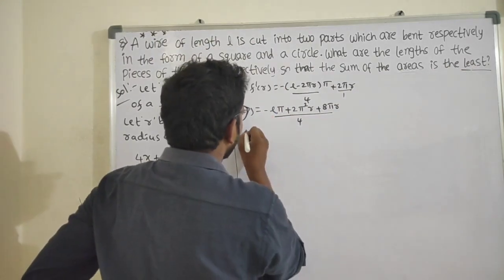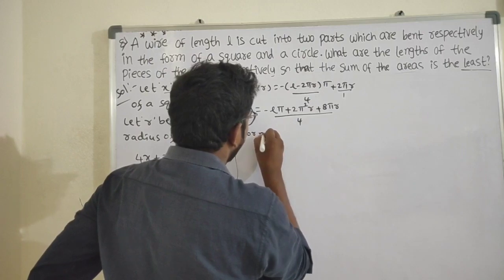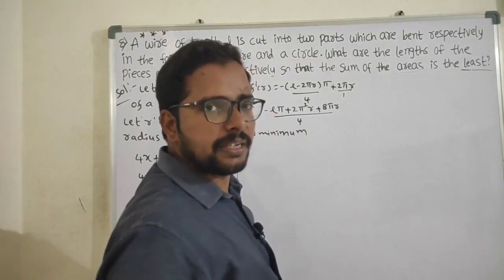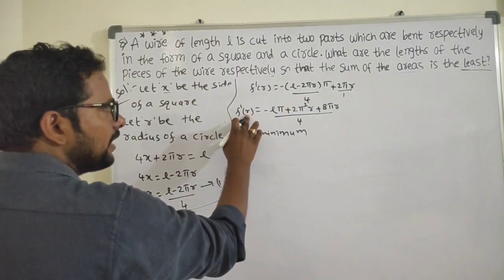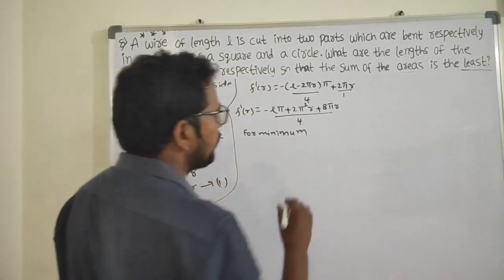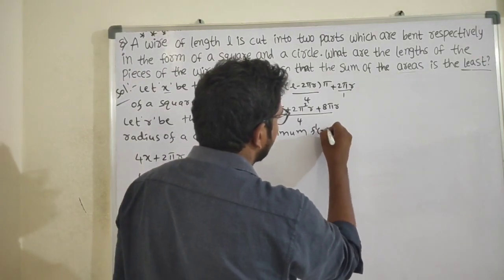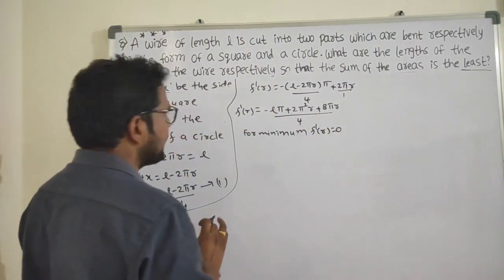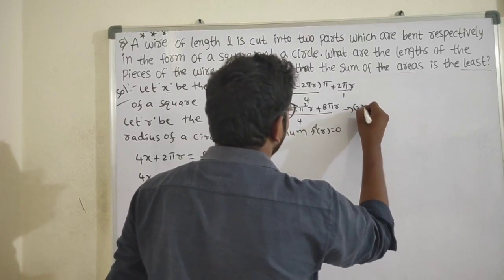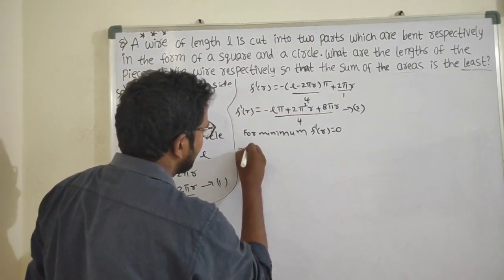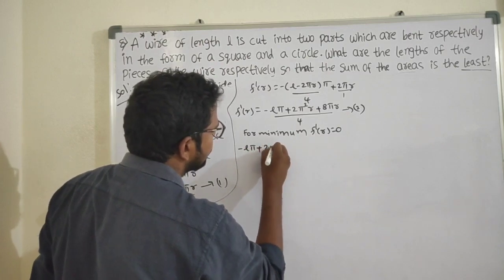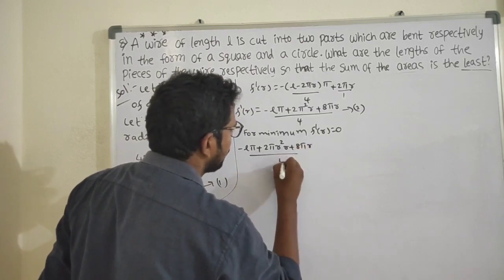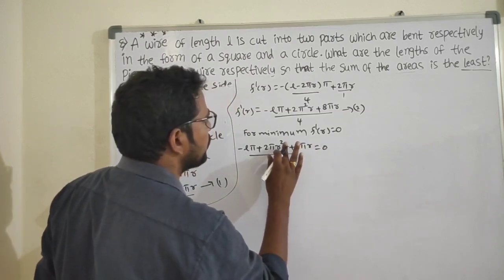Therefore, for minimum or maximum we have one condition, the first condition: f dash of x is equal to 0. Here the variable is r, therefore we have to take f dash of r equal to 0. For minimum, f dash of r is equal to 0. Substitute this value, take this as equation number 2. Substitute: minus Lπ plus 2π square r plus 8πr by 4 is equal to 0.